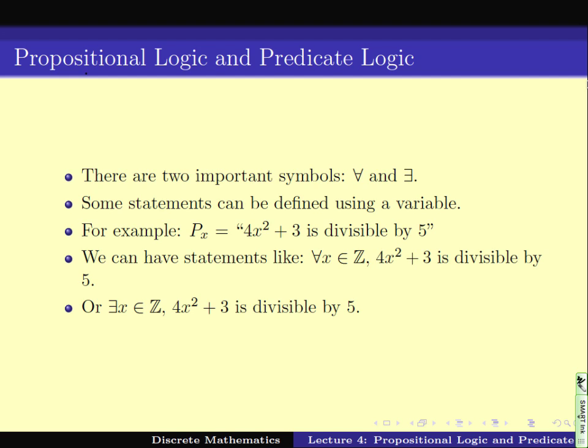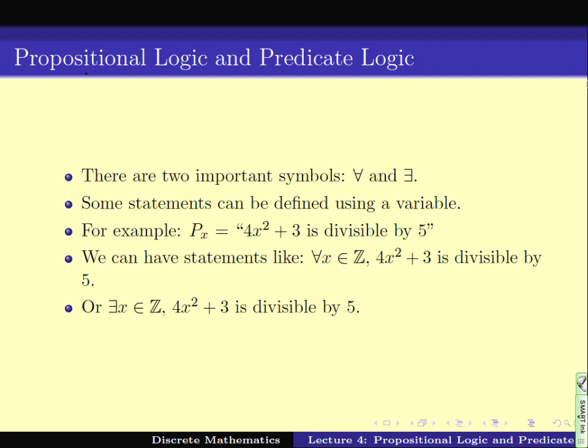There are two important symbols, which are the quantifiers for all and there exists. Some statements can be defined using a variable. For example, we can say something like, for all x in Z, 4x squared plus 3 is divisible by 5. Or there exists x in Z, 4x squared plus 3 is divisible by 5. Now these two are examples of propositions which have variables, namely x in them, and they are quantified properly. In the first one with for all x, the other one as there exists x.